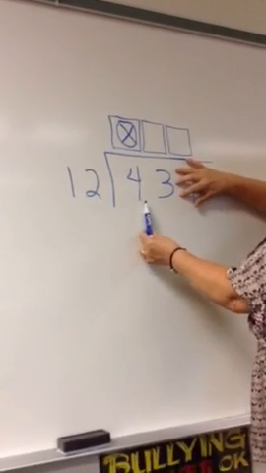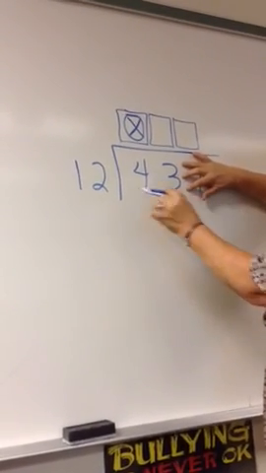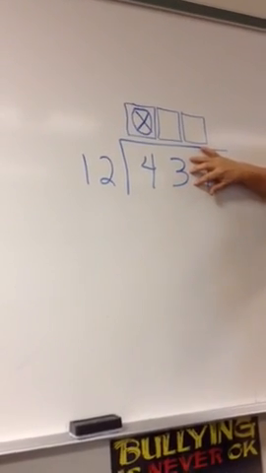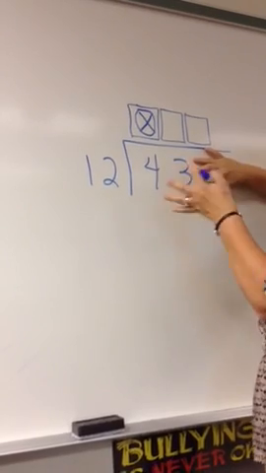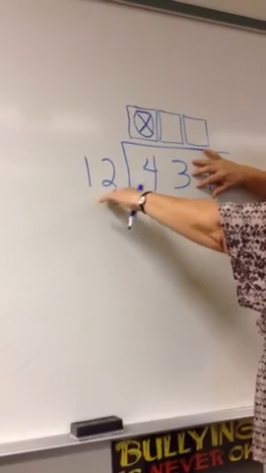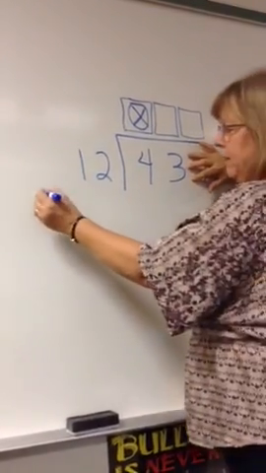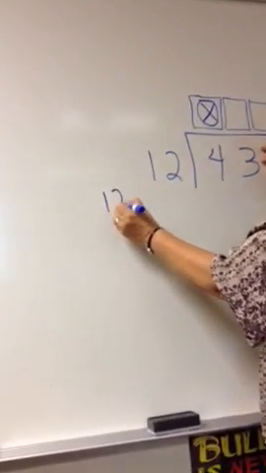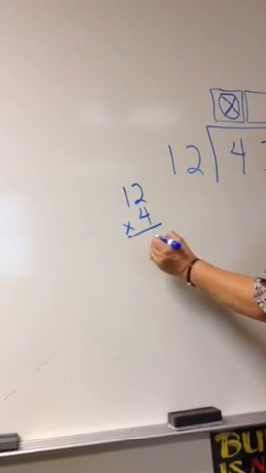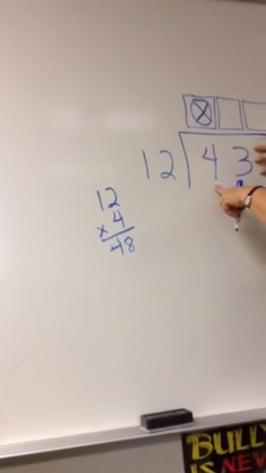So with this one, I know I can get some 12s out of here, so I'm going to look at this number. 12 is close to 10, and 43 is close to 40. So I'm just going to kind of guesstimate. I could probably get 4 10s out of 40. So I'm going to start with 4, and I'm going to come over to the side and multiply 4 times 12, which gives me 48, which is too many.